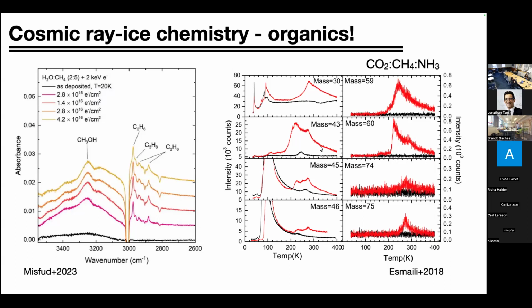And even more exciting, if you look over here, this is from a mixture of CO2, CH4, and ammonia. When they irradiated the ice, you can look down here. This is the mass spectrum of some species with the mass of 75, and this is formamide, if I remember right. But it's a prebiotic molecule. So you get complex chemistry basically driven from simple things when you irradiate the ices.